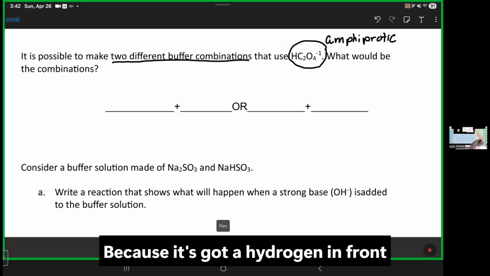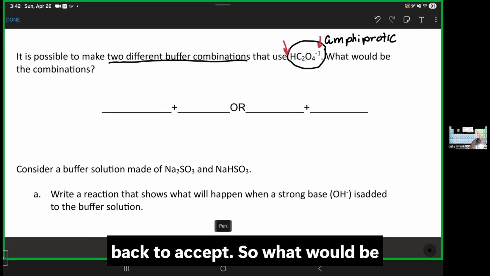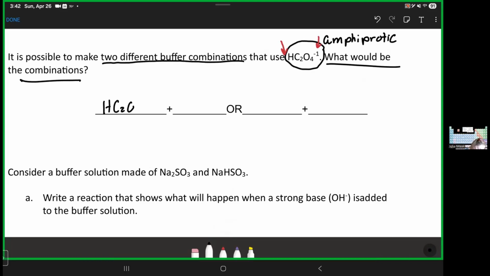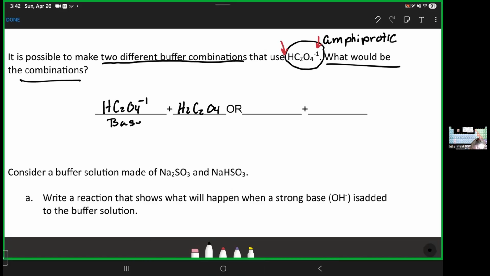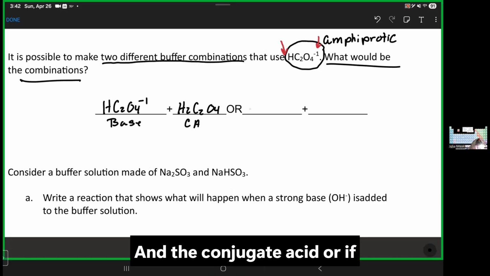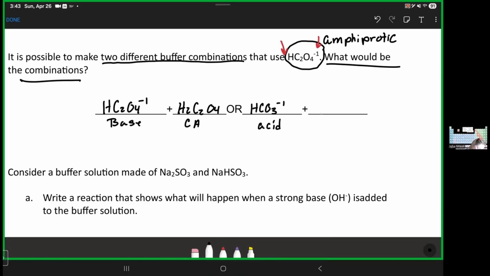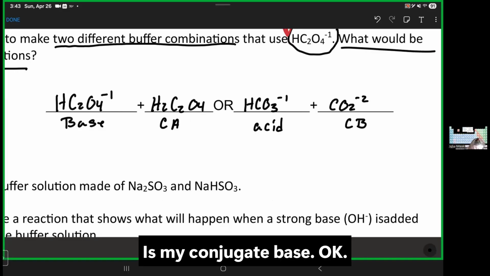Because it's got a hydrogen in front to donate, it's got negative charge in back to accept. So what would be the two combinations? Well, it would be that with an extra hydrogen. Okay, so this would be my base and the conjugate acid. Or if it acted as the acid, one less hydrogen is my conjugate base.